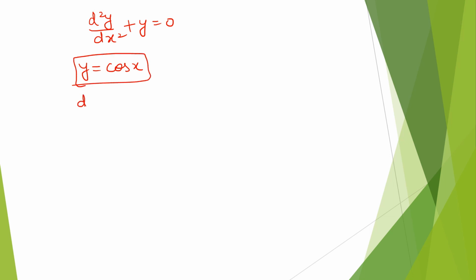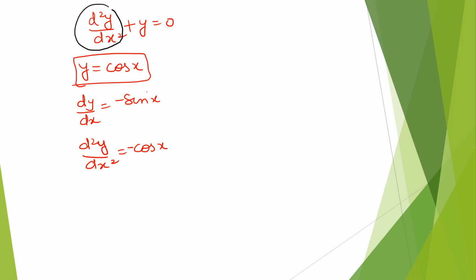So let's check. dy over dx is what? That is minus sin x. d square y over dx square will be minus cos x, right? Now if I place these values here, d square y over dx square is minus cos x, and y is cos x, and the sum equals 0. So we are getting this thing. This is satisfying my equation. That means y is equal to cos x is a solution of this, right?